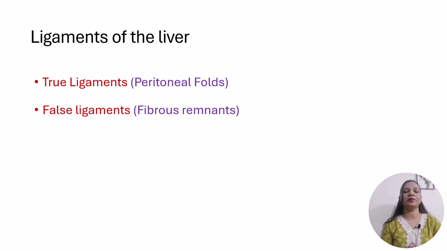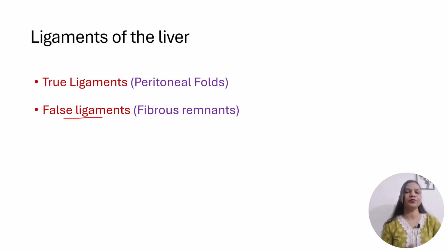And if I talk about false ligaments, these are actually the fibrous remnants of fetal life. These are embryological remnants and they do not play any major role during adult life. They just remain as the remnant of fetal life. The false ligaments consist of ligamentum teres and ligamentum venosum, which I have already discussed in the previous lecture. You can go and check that out.